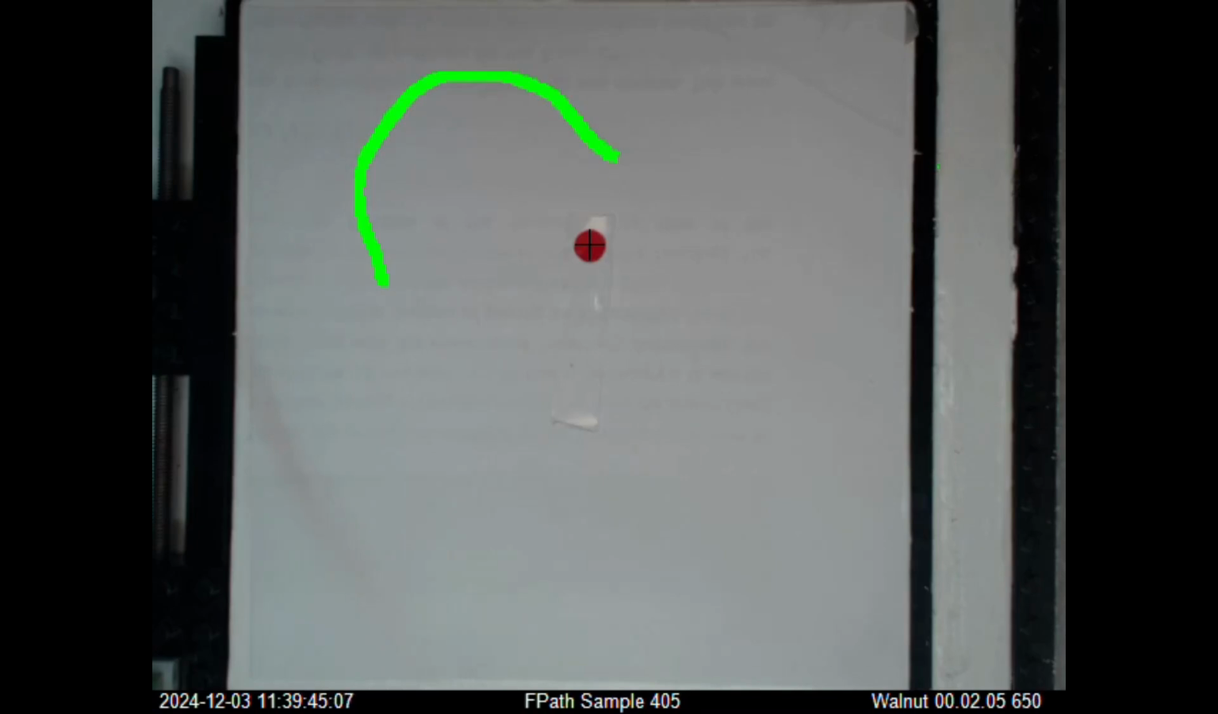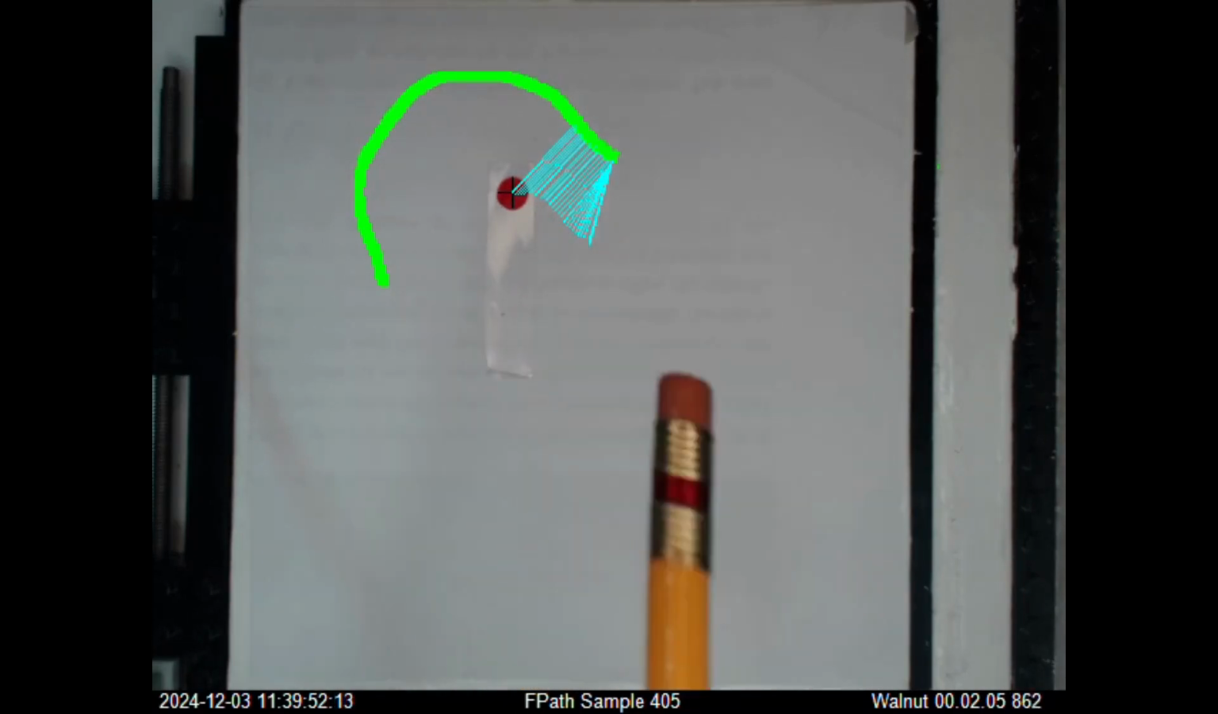The cyan line is drawn from the center of the red circle to what the system thinks is the nearest green point. We can see that if we move the red circle, the next closest green point is found. Let me freeze the video and let's talk a bit more about what is happening here.